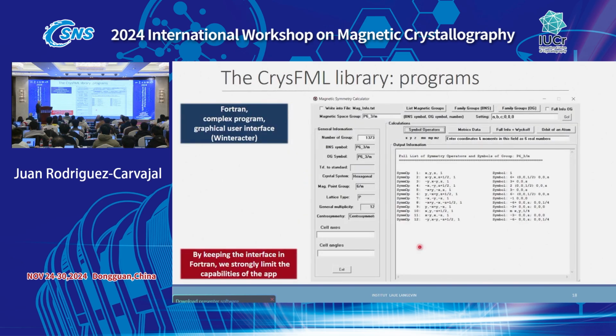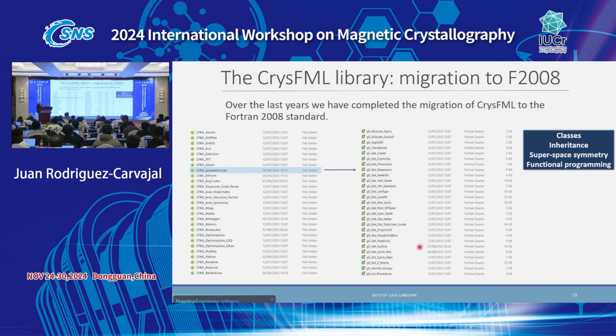Well, now what we are changing is the GUIs. Up to now, we are using Winteractor, which is a commercial library, and we will move away from this library and use Python side for doing the GUIs. This is, for example, a magnetic symmetry calculator. Here, you can use that to explore magnetic space groups, commensurate magnetic space groups, but now we will have, so, well, this is not what you expect.